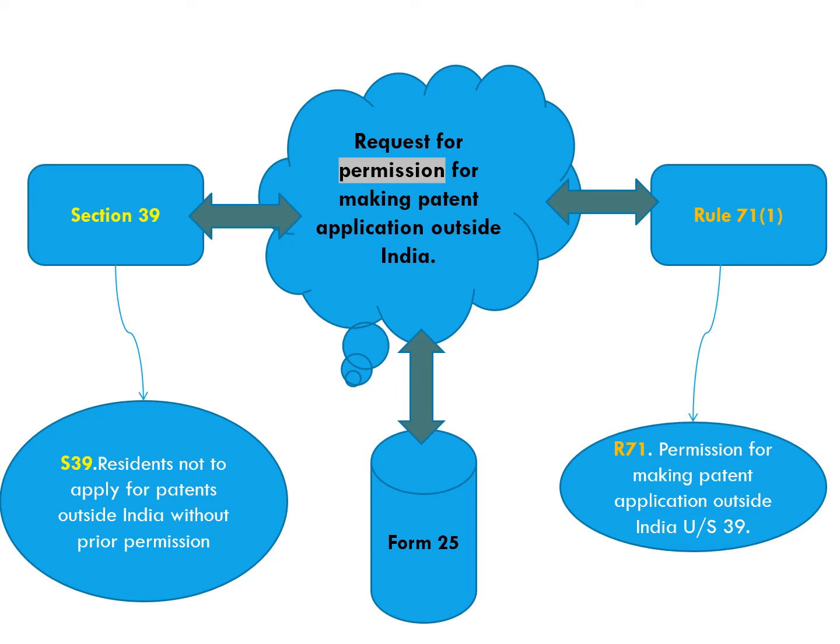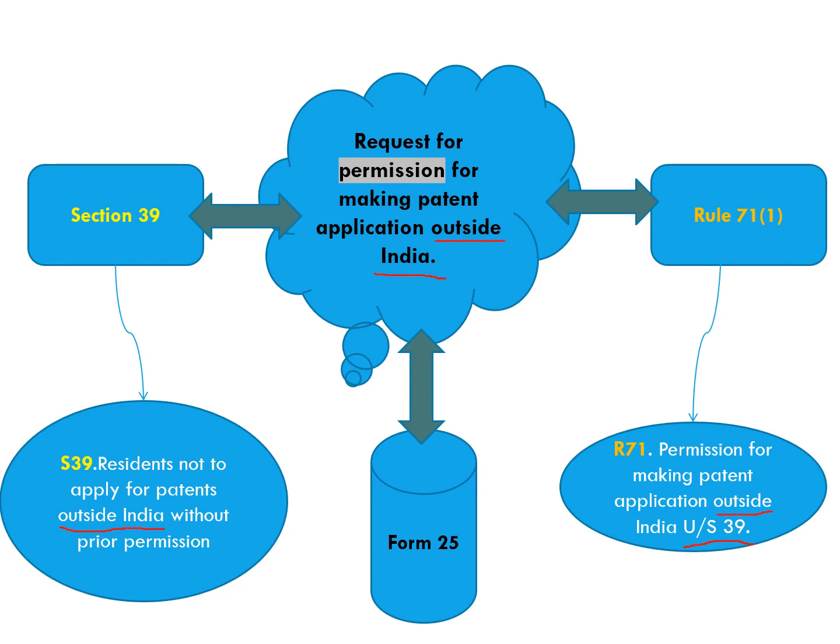form number 25. The title is request for permission for making patent application outside India. The related section is 39 and rule is 71 subrule 1. Section 39 has the title residents not to apply for patents outside India without prior permission, and rule 71 says permission for making patent application outside India under section 39. So as it is written here under section 39, easily you can link up here, and the keyword here is the permission, and the secondary keyword is outside India.